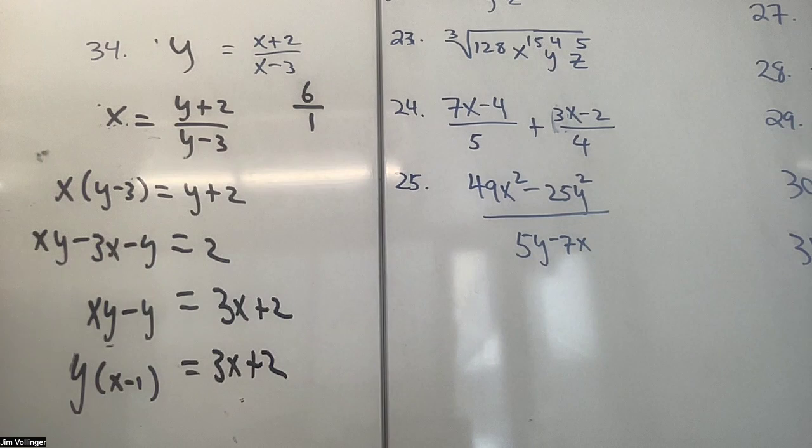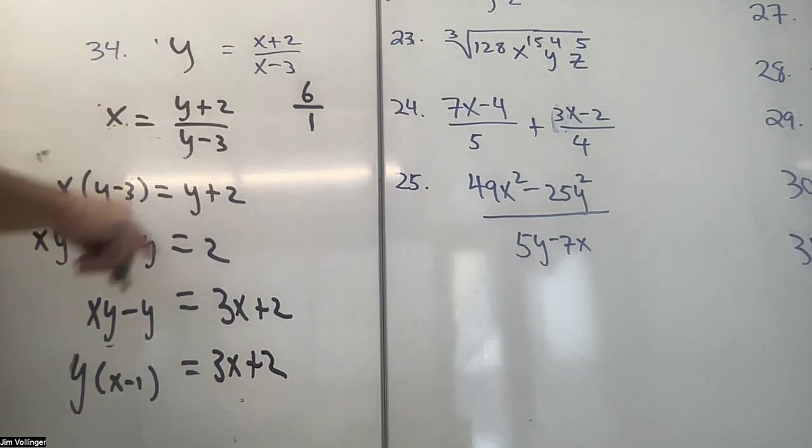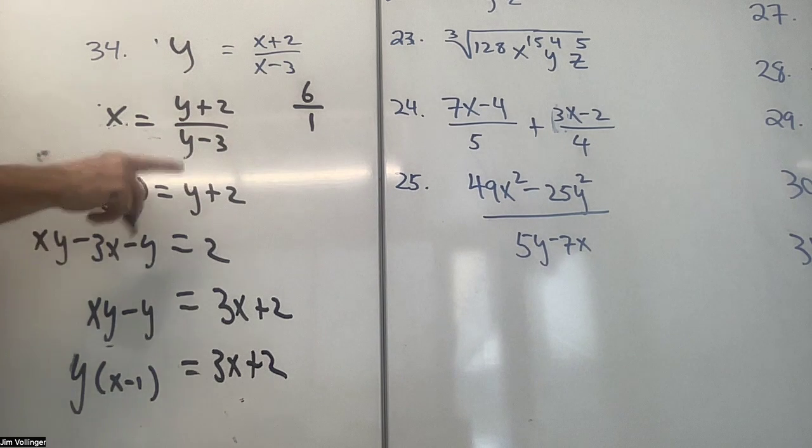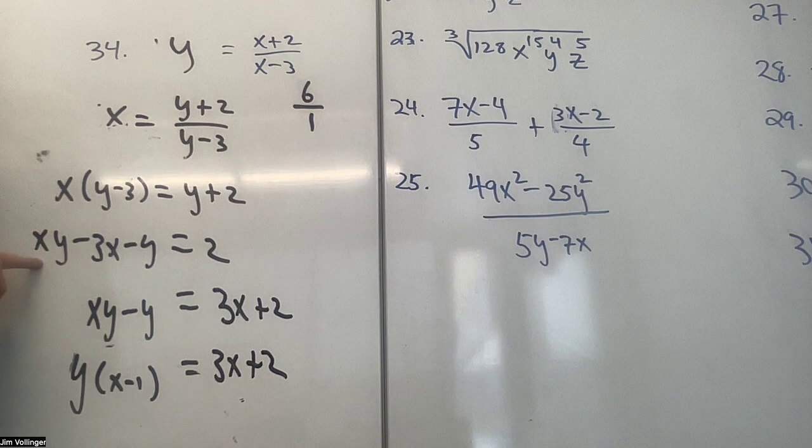Let's see if we can find it, because I don't want to do this all over again. y plus 2, y minus 3 equals x. y minus 3, xy minus 3x, yes. Bring the y over, minus y. Okay, factor out a y. Oh, there's my mistake. No, here it is. xy minus y, bring the 3x to the other side. Factor out a y, x minus 1. Okay, divide by that. And I get 3x plus 2 over x minus 1.